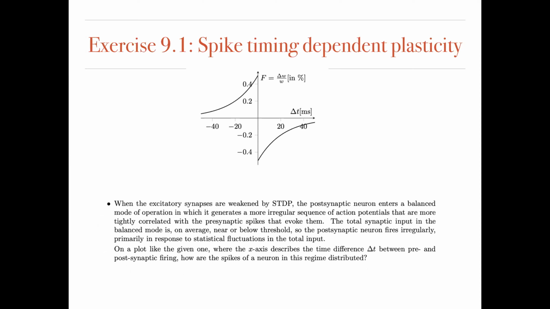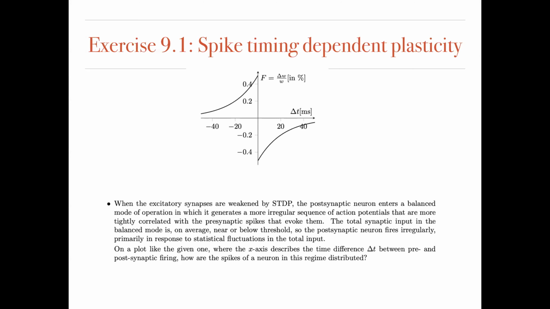The second point was, when the excitatory synapses are weakened by STDP, the postsynaptic neuron enters a balanced mode of operation, in which it generates a more irregular sequence of action potentials that are more tightly correlated with the presynaptic spikes that evoke them. The total synaptic input in the balanced mode is on average near or below threshold. So the postsynaptic neuron fires irregularly, primarily in response to statistical fluctuations in the total input.